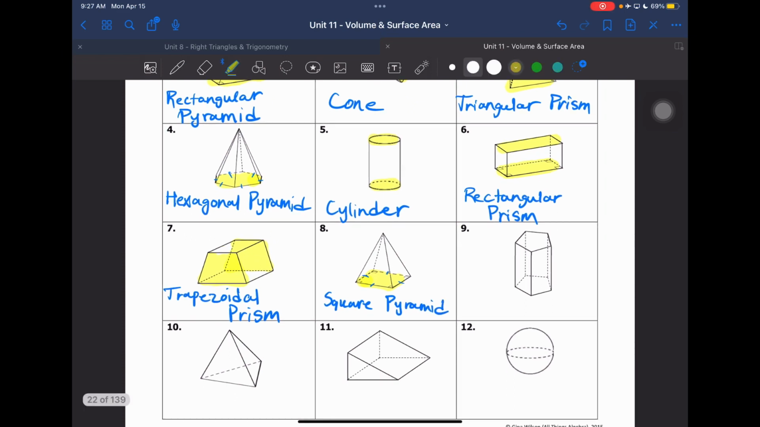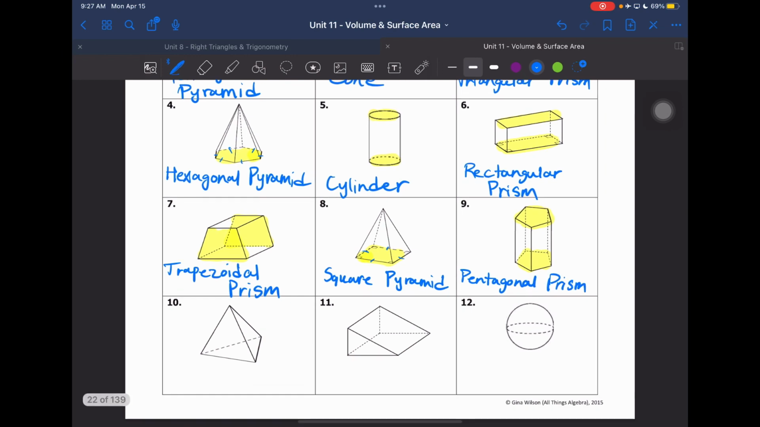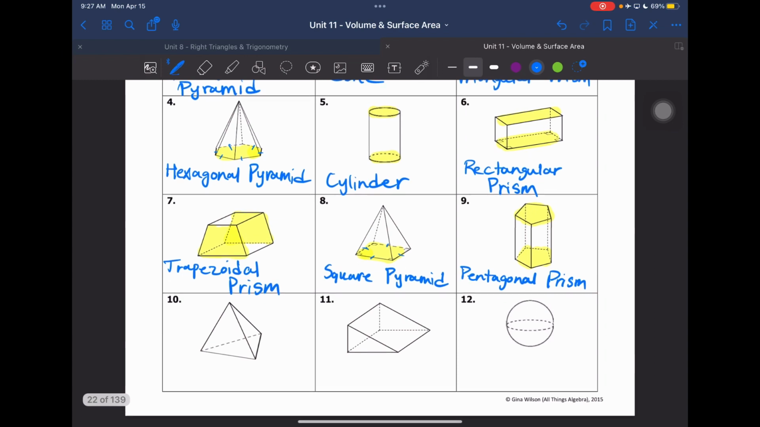Number 9, if I notice this one, I can see there's a base here at the top and then an identical base on the bottom. And those shapes are pentagons, which means that this would be a pentagonal prism. Whenever it has two bases that are congruent and parallel, it's a prism.